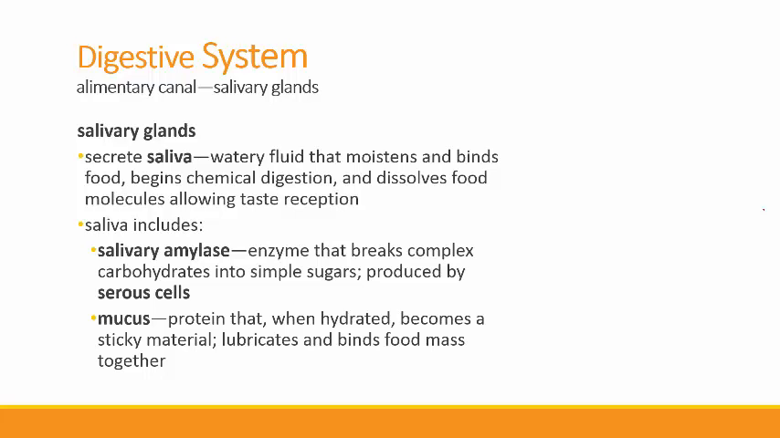Salivary glands secrete a watery fluid that helps to moisten and bind the food together. It begins chemical digestion, and it dissolves food molecules into that watery fluid, allowing for taste reception to occur there at the taste buds. So we can't taste anything unless it is dissolved in a watery fluid first.